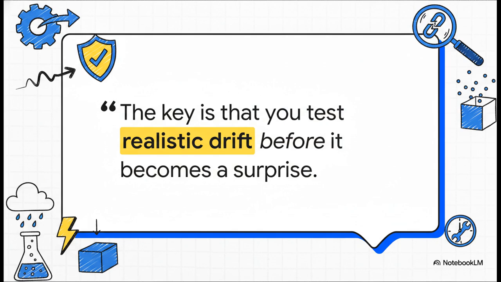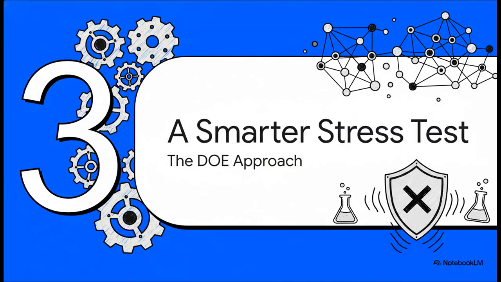So here's the bottom line. Don't get bogged down arguing about what to call it. Robustness, ruggedness, whatever. The name doesn't matter. What really matters is that you're proactively testing for this realistic drift so you find the problems before they find you.